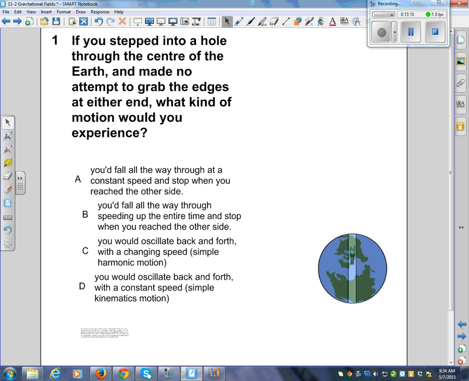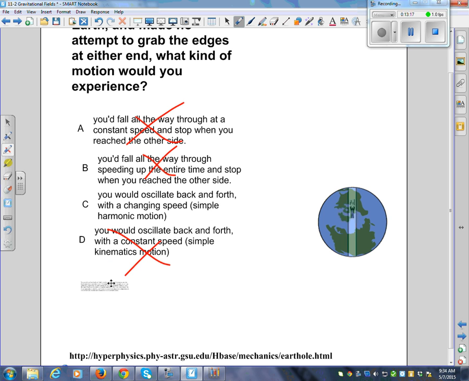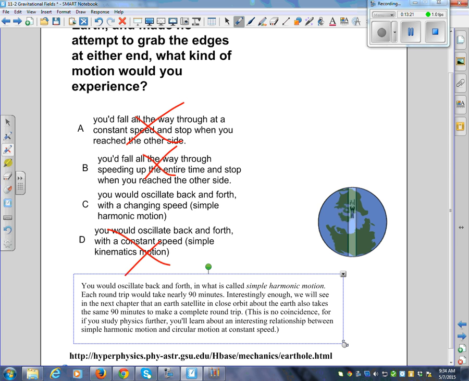Which one do you think? A is out, B is out. You think it's C? I think it's C too. Let's see what happens here. You would oscillate back and forth with what is called simple harmonic motion, just like a spring bouncing. Each round trip would take nearly 90 minutes.